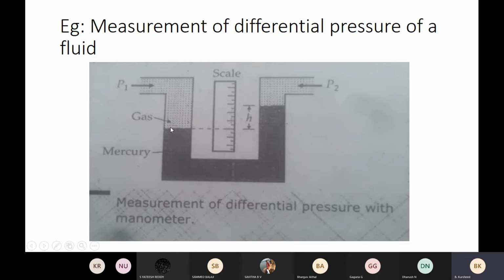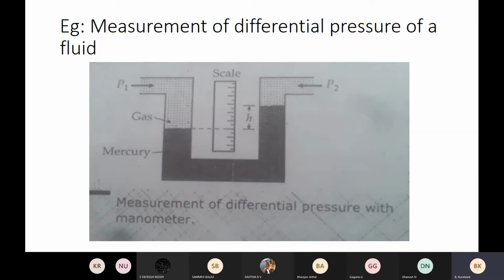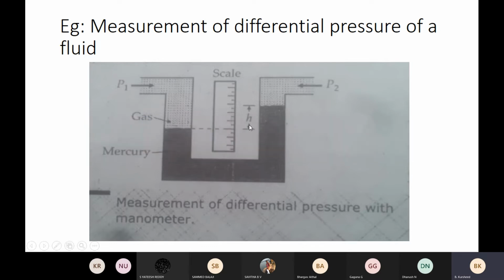If this pressure is more, the liquid is pushed more towards P2, so the difference H is more on the P2 side. If both P1 and P2 are equal, the level will be the same and H will be 0. But even though P1 is equal to P2, H may still appear. That will be due to the interfering input.